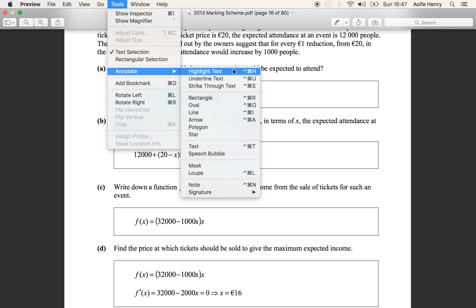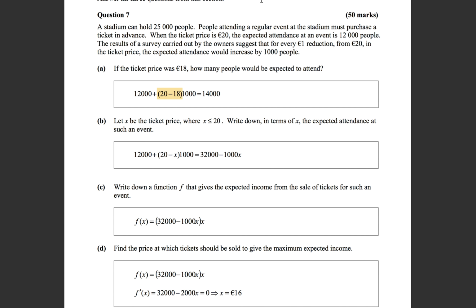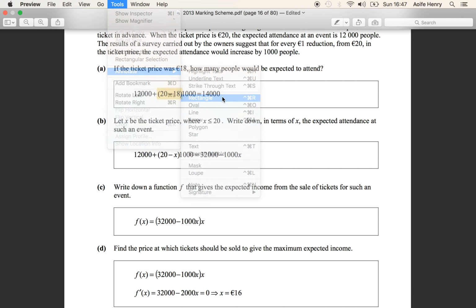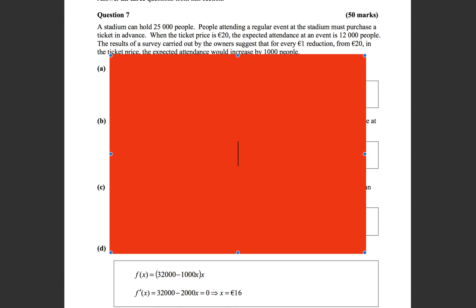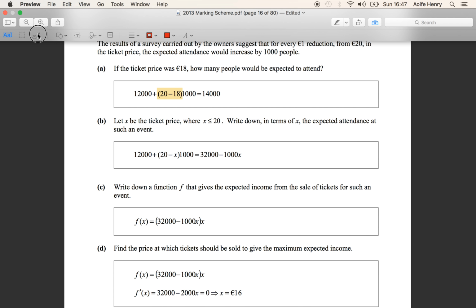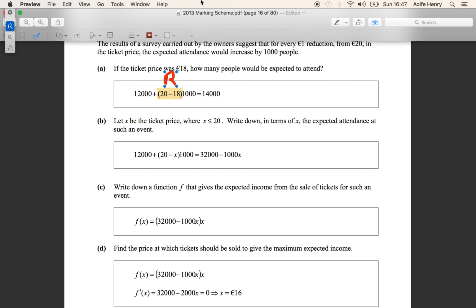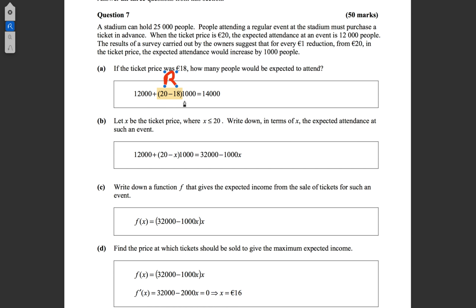So let's annotate here. The reduction in price is €2. So this is the reduction. The extra amount of people brought in by that is 1,000 people for each euro reduction. So €2 times 1,000 is 2,000, so 14,000 altogether.